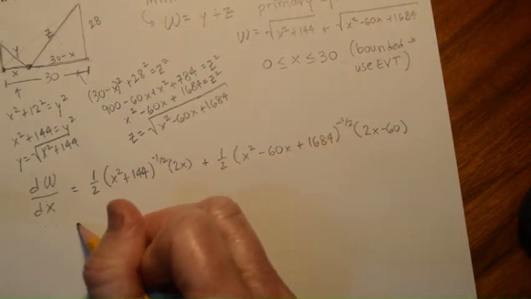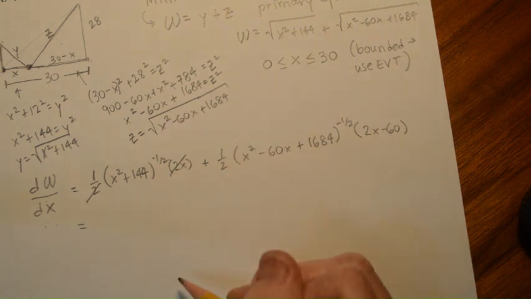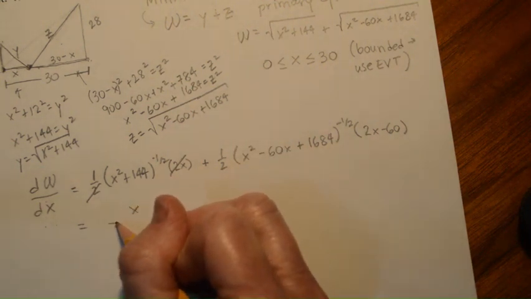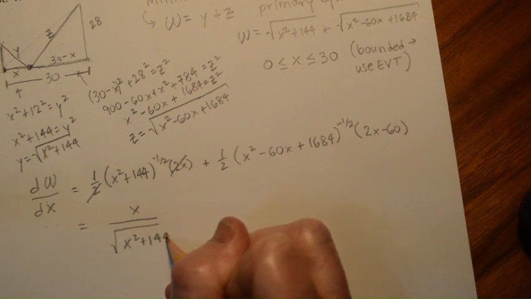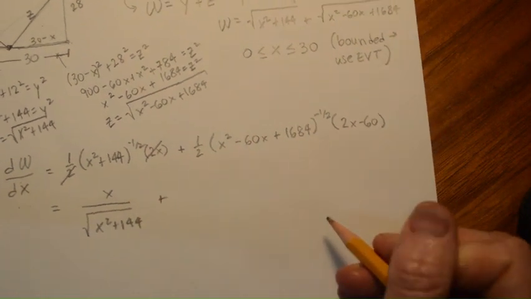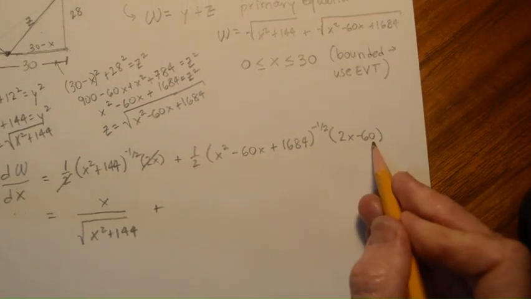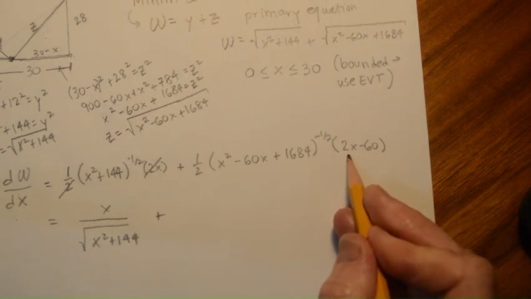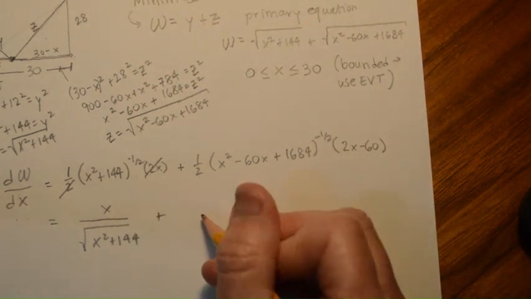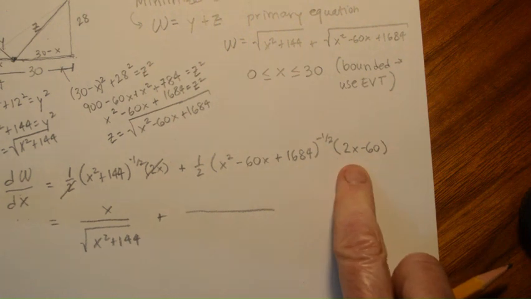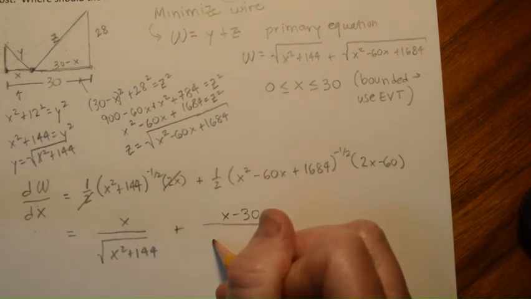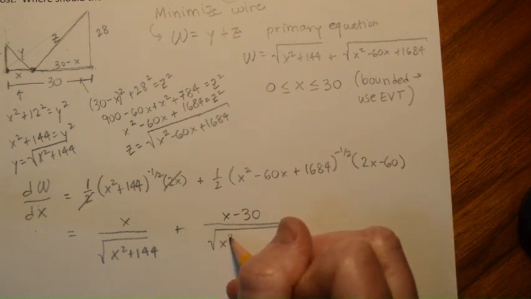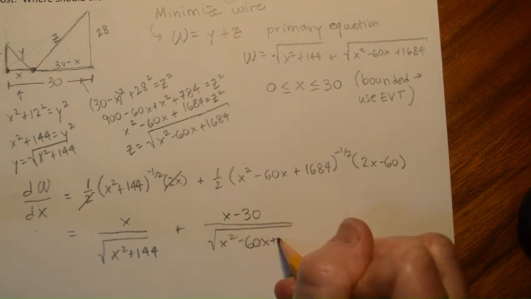So what I am going to do is cancel this 2 out with this, so I end up with x over square root of x squared plus 144, plus, and then I'm going to factor a 2 out of this and cancel it with this. So after I factor a 2 out, I get x minus 30, and then this will flip to the bottom, so I end up with square root of x squared minus 60x plus 1684.